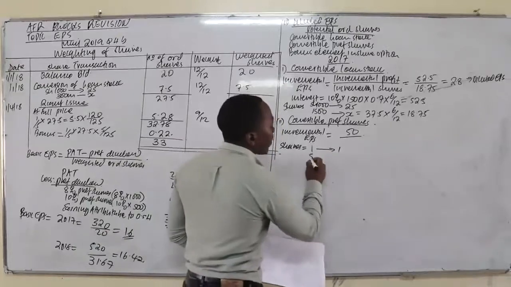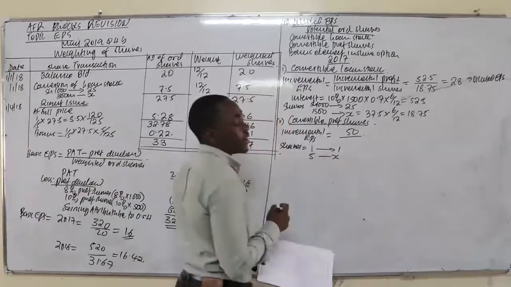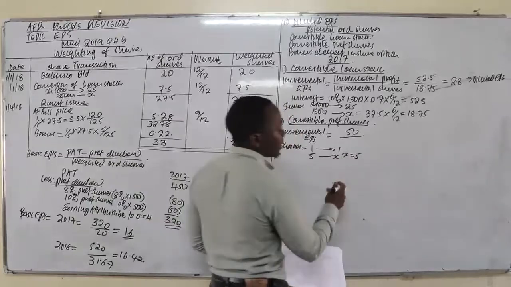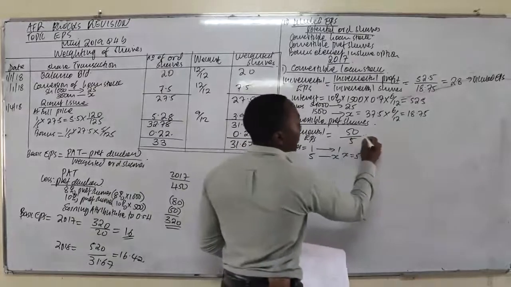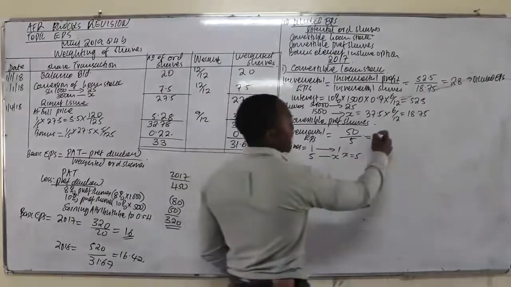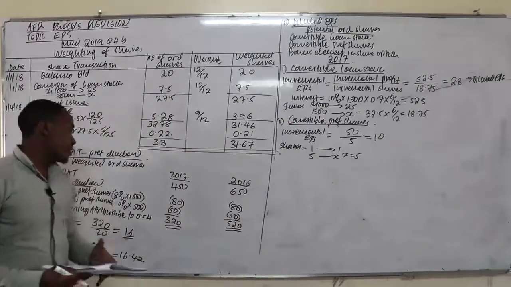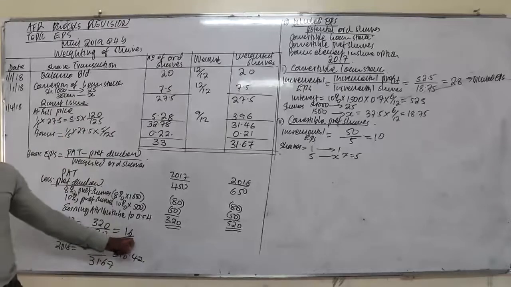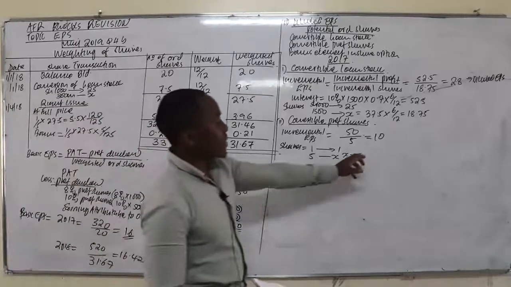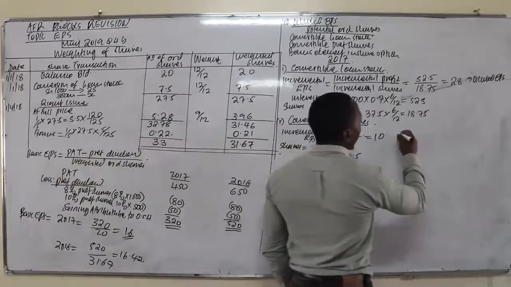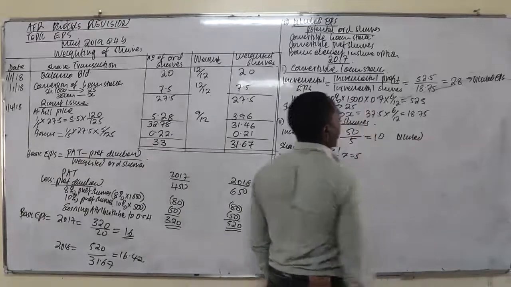That means for every 5 you get 5? So the incremental share will be 5. 50 divided by 5 is 10. Diluted or undiluted? It's still diluted. You see, in this case, our basic EPS was 16, but our incremental EPS is 10. So even that one is diluted.